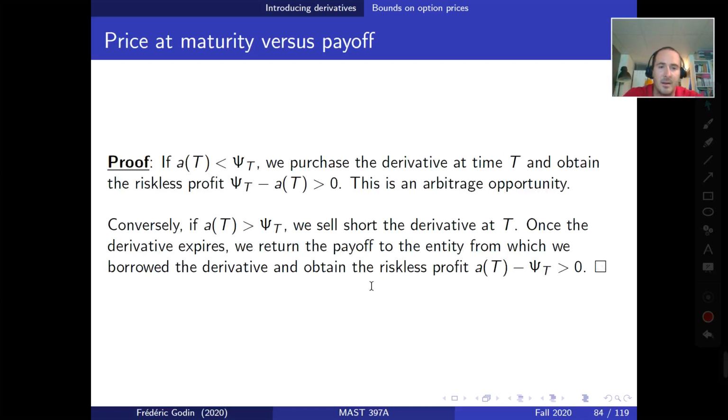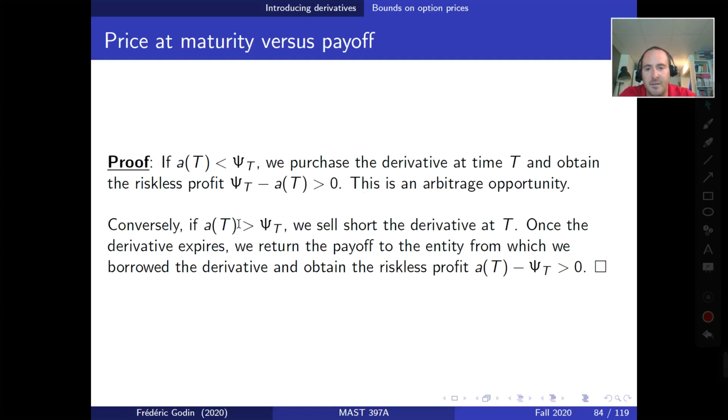So we can prove that, and the proof is pretty straightforward in that case. If at maturity the price of a derivative is smaller than the payoff, then there's arbitrage by simply purchasing the derivative at A_T, and because it expires exactly right now, as soon as you purchase the derivative, you receive the payoff psi_T, and so your net cash flow from that would be the payoff minus what you paid to obtain that payoff, which would be greater than zero. So this would clearly be an arbitrage opportunity.